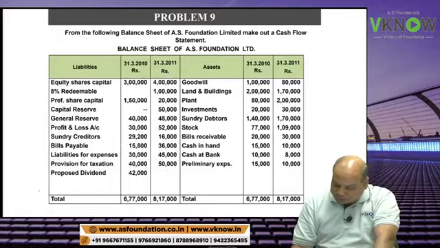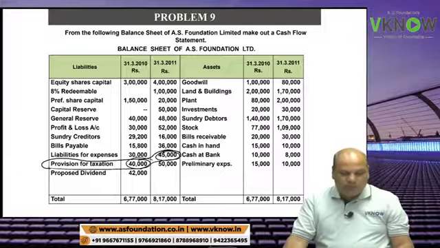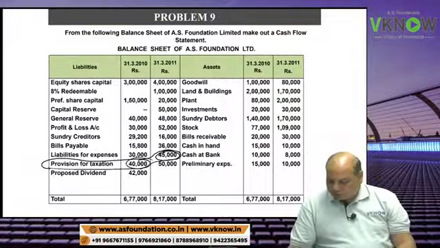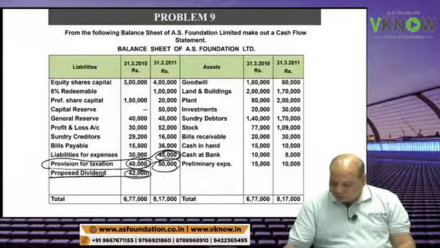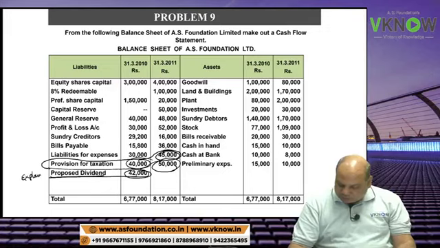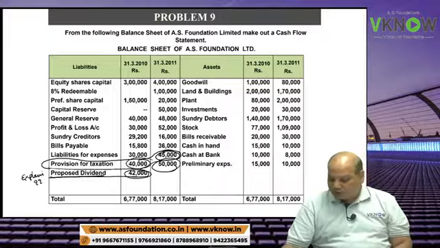Then we have provision for taxation. Opening is 40, closing is 45. Some adjustment is printed below, we'll check that. Then proposed dividend, opening is 42, closing is 50. This requires some explanation, which I will explain in a minute. Question pending.